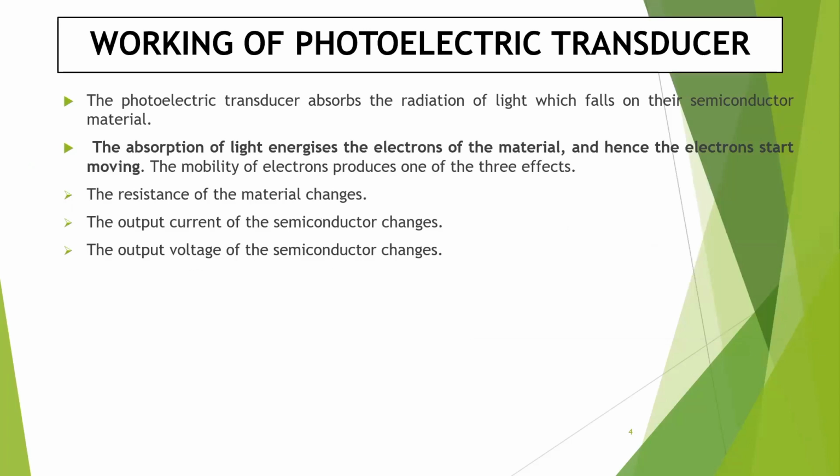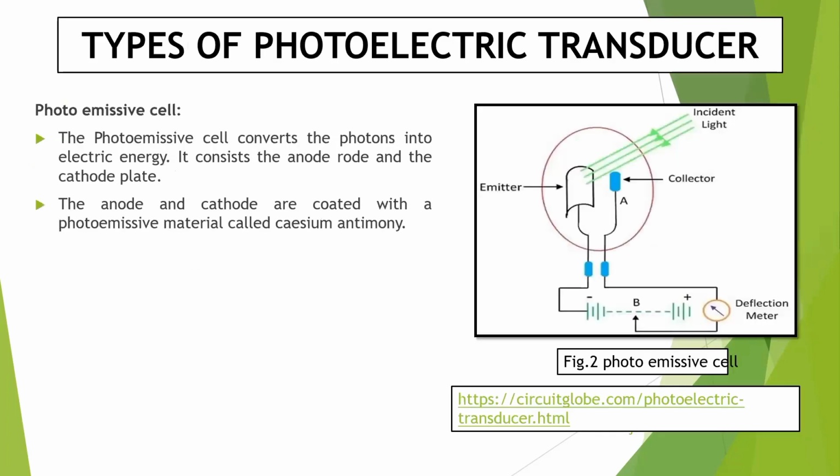So three effects can be produced: the resistance will change, the output current will change, and the output voltage will change. There are different types of photoelectric transducer. First is the photoemissive cell. It converts photons, the incident light, into electrical energy.